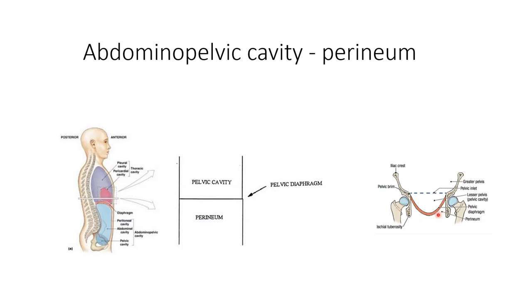And in this picture, you can see the boundary between the pelvis and perineum, which is formed by the pelvic diaphragm. And you are aware that the pelvis is divided into greater pelvis and lesser pelvis, otherwise known as the false pelvis and true pelvis. Then the boundary between the greater and lesser pelvis is known as the pelvic brim.